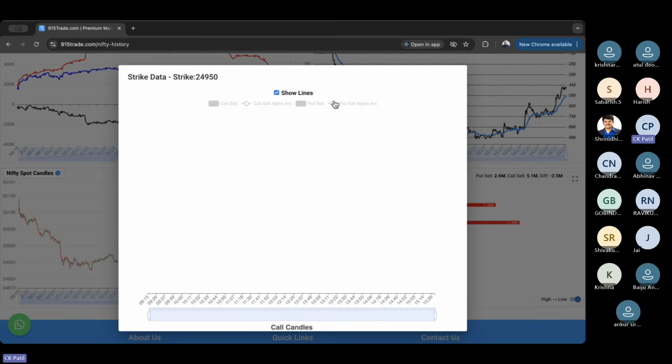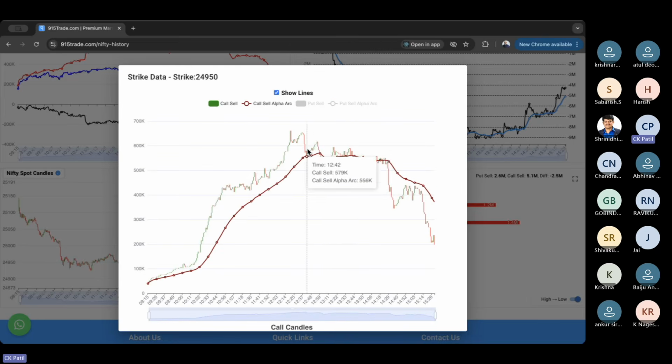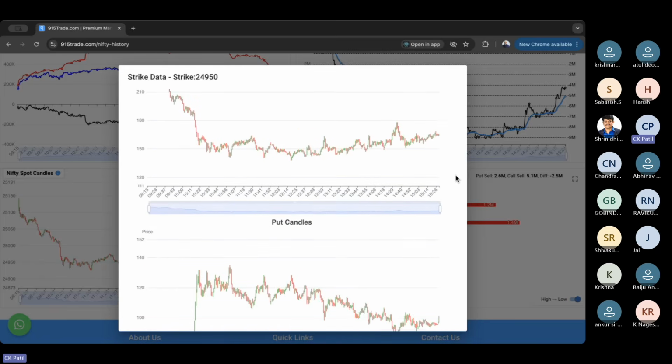I was also analyzing call. What happened to the call? See, call is slowing down. I've got an entry. Even if I don't take this, somewhere here I've got another entry, 141 or sometime like that.